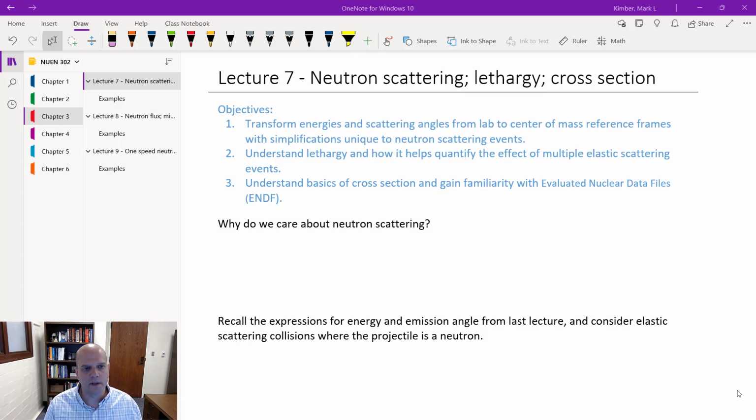And the parameter that we're going to use to help quantify that is a parameter known as lethargy. We'll introduce that. Eventually we want to understand, okay, how many scattering events do I need to have?